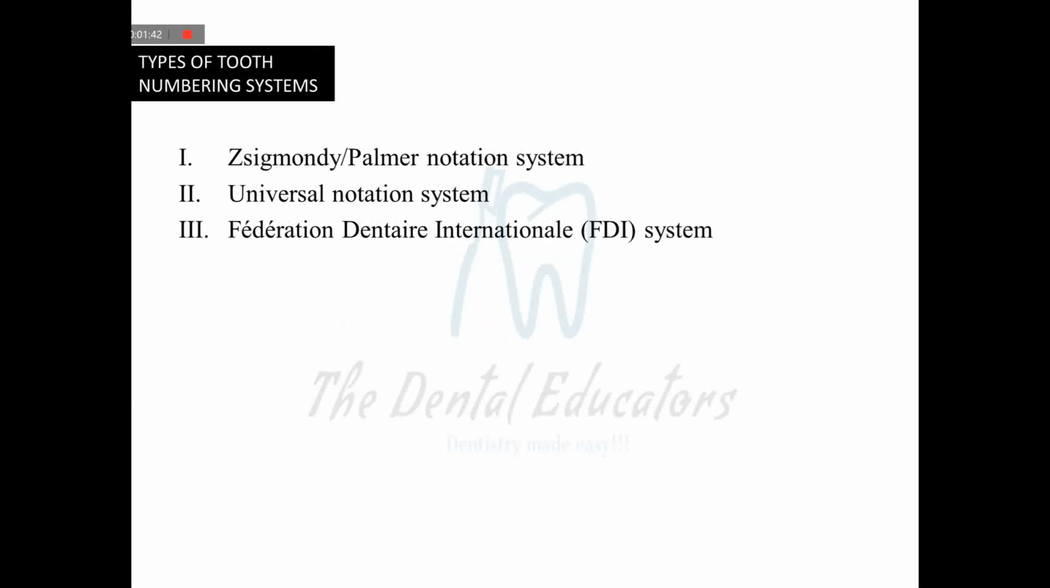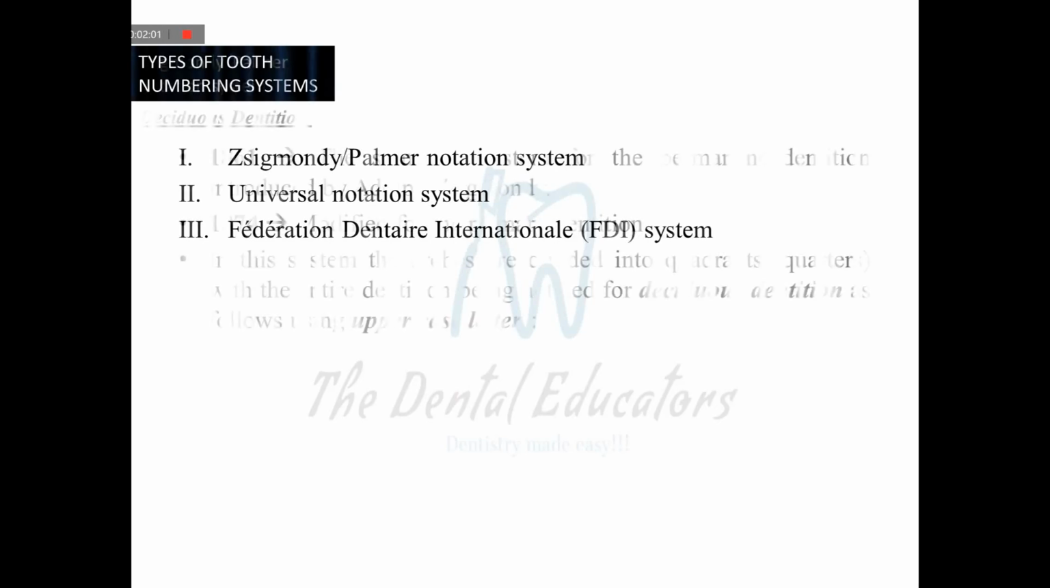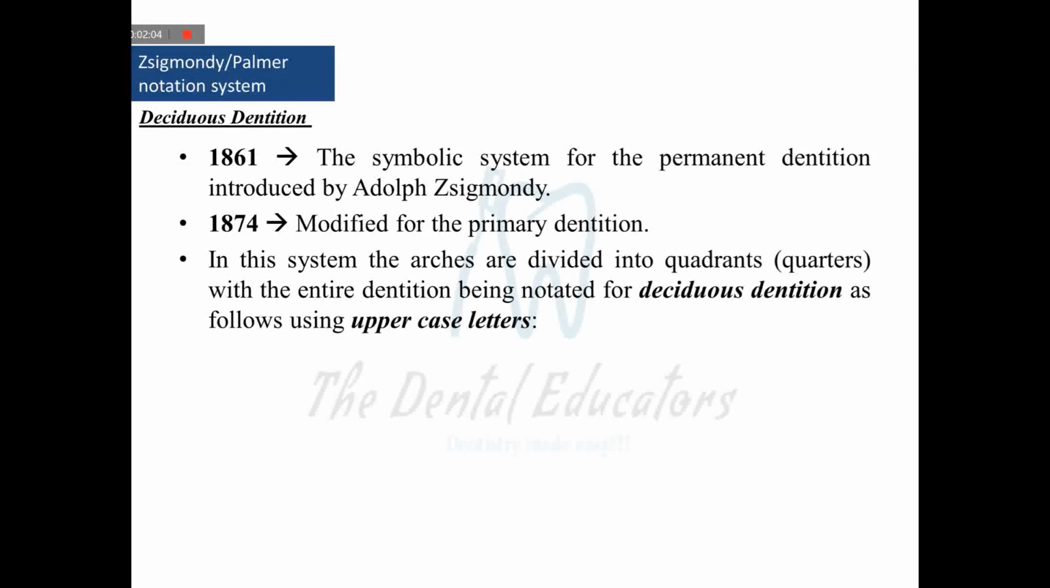Basically, we have 3 different types of tooth numbering systems which are commonly used. The first one is the Zsigmondy or Palmer notation system. The second one is the universal notation system, and the third one is the Fédération Dentaire Internationale system, or you can say the FDI system as well. In today's lecture, we will just focus on the first type of tooth numbering system which was reported earlier, that was the Zsigmondy or Palmer notation system.